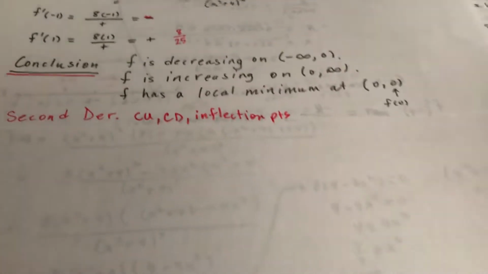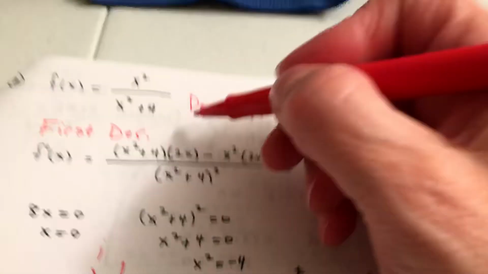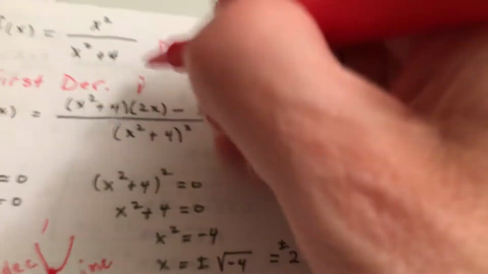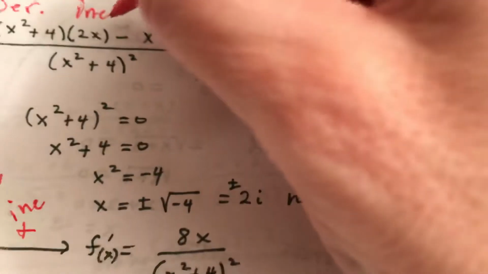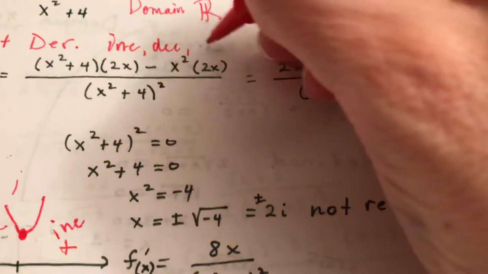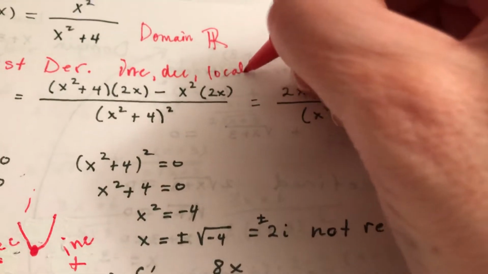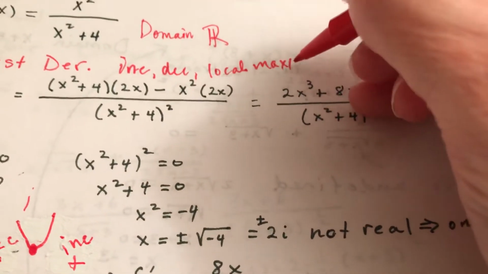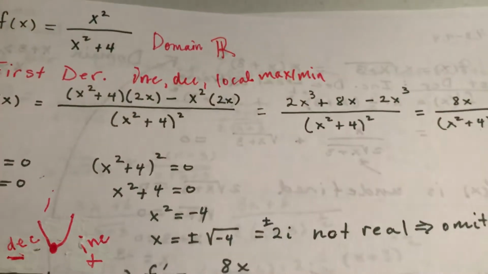Okay, so the above here, first derivative is all about increasing, decreasing, and local maximum, called extremum. All right, down here, second derivative.